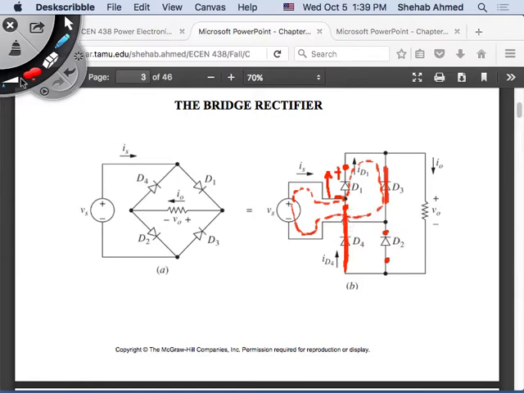Let me draw that in blue. Let me erase this. Okay. In the negative half cycle, current is coming out of my source through this diode. So this is a short circuit, right? Current goes to my load and back through D4, right? That's the path of current flow. So this diode is now an open circuit.